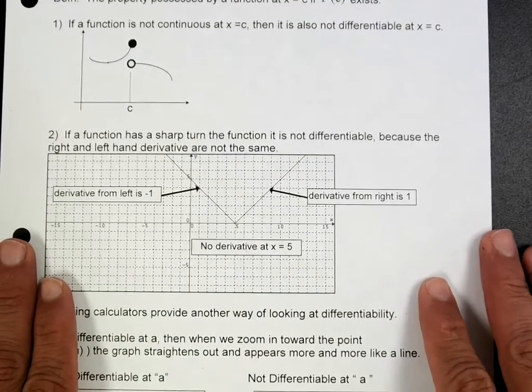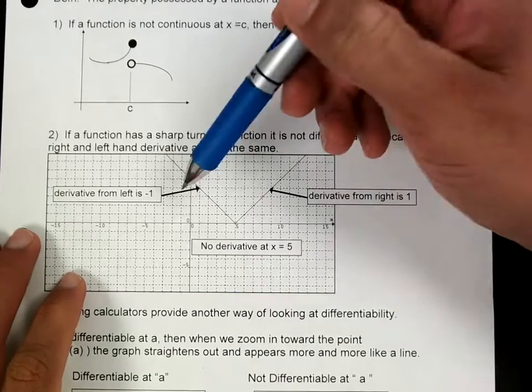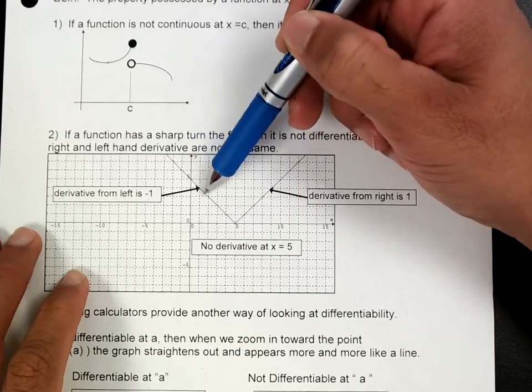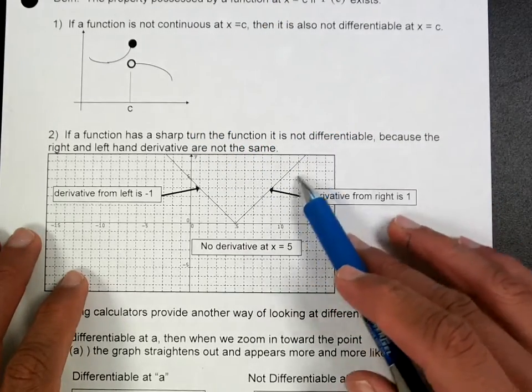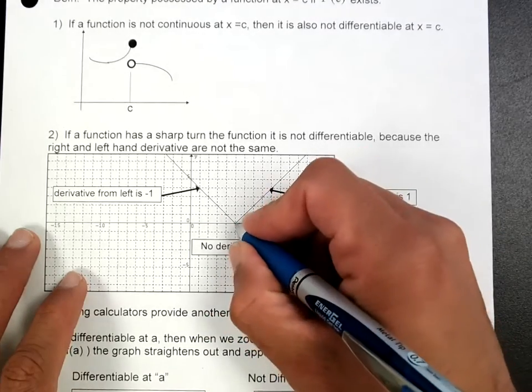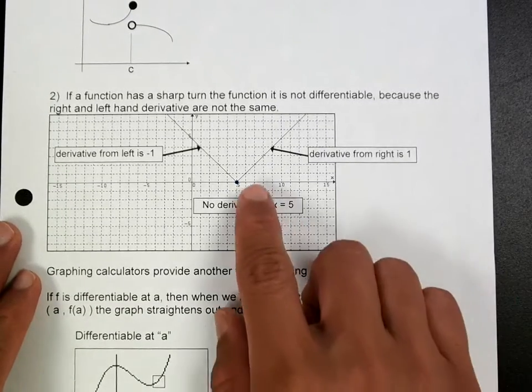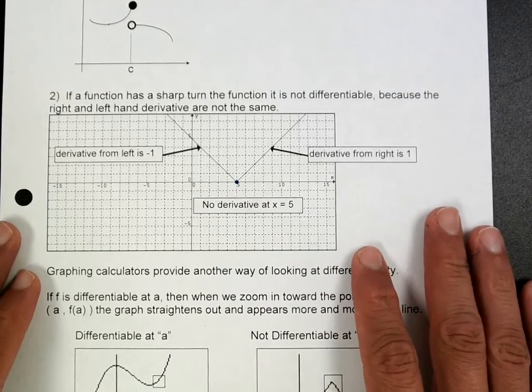Another one that may not be so obvious is something that looks like an absolute value. If you have a function with a sharp turn, then it's not differentiable because the right and left hand limits are not the same. Notice, for example, the slope of this line right here is -1, and the slope on this line over here is +1. At this specific point, you don't really know if the derivative from the right and the derivative from the left are the same. So basically, if you have a sharp point, then it's not differentiable at that point.